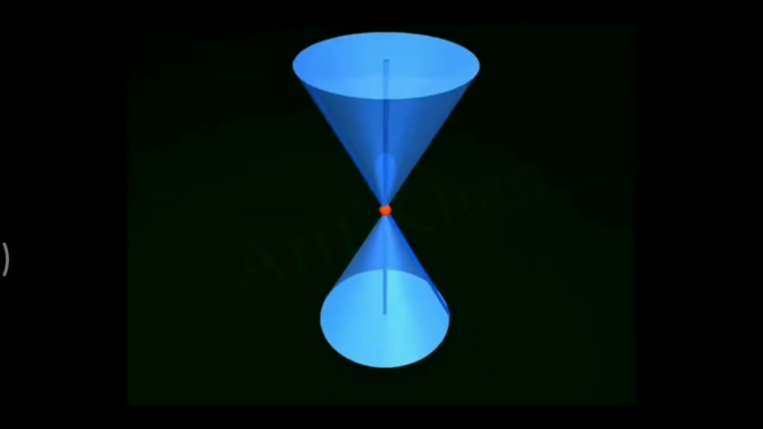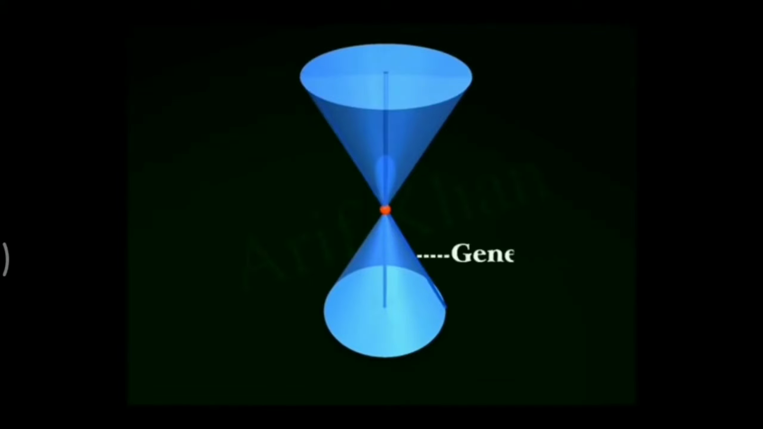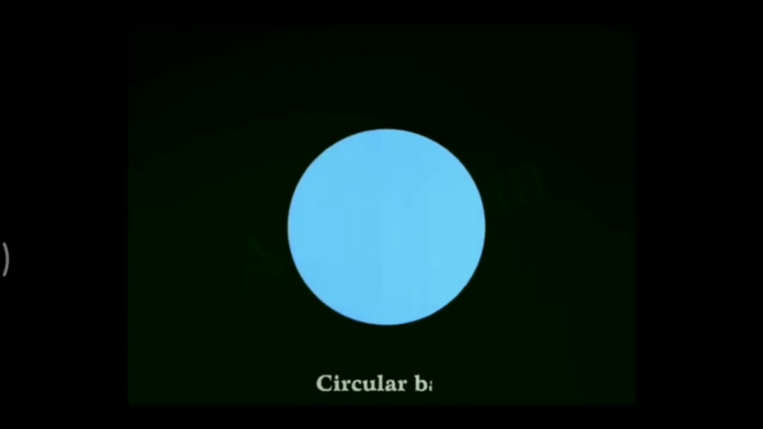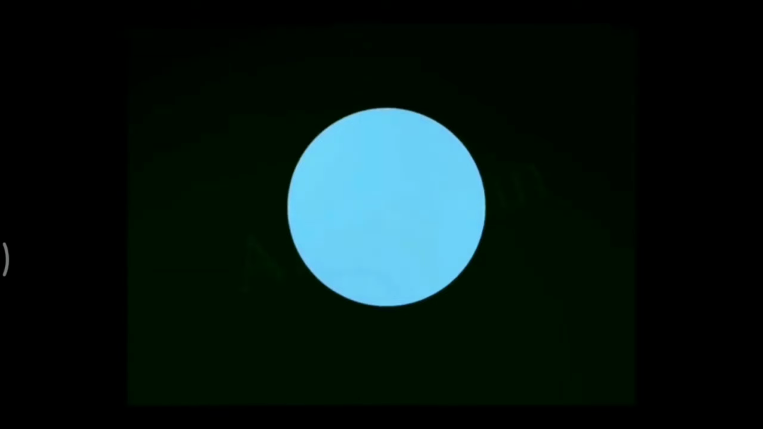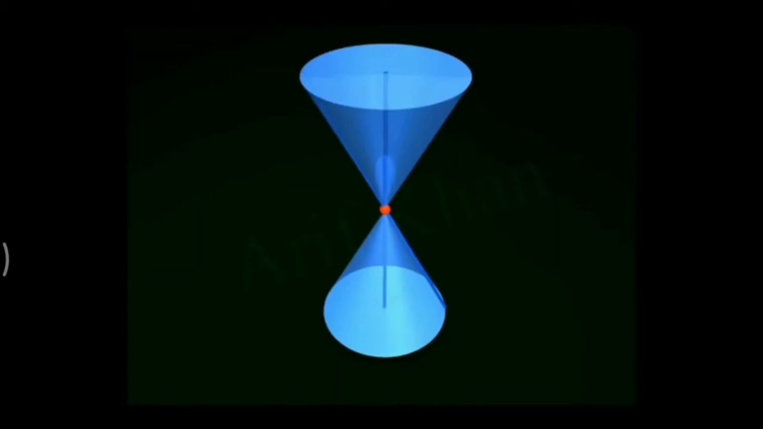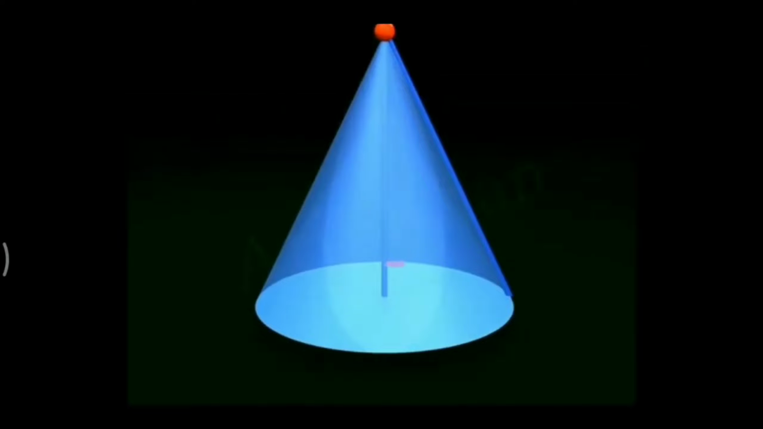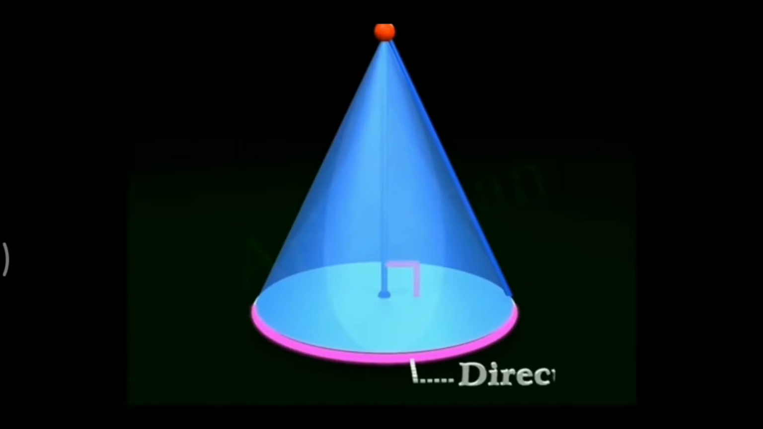The line that rotates about the vertex is called the generator, and the line that remains fixed is called the axis. The right circular cone has a circular base, and its axis is always the perpendicular line from the center of the base to the vertex. The perimeter of the base is called the directrix.